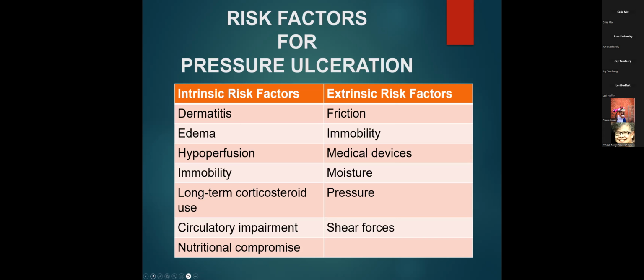Some of the extrinsic factors that we need to talk about, I mentioned earlier about the friction and shear effect. Medical devices can cause pressure ulcers if left on too long. And we mentioned the importance of moisture, and then also pressure in the process of creating ulcers.